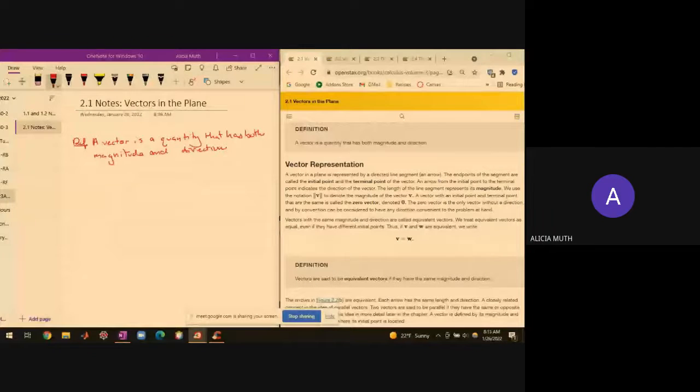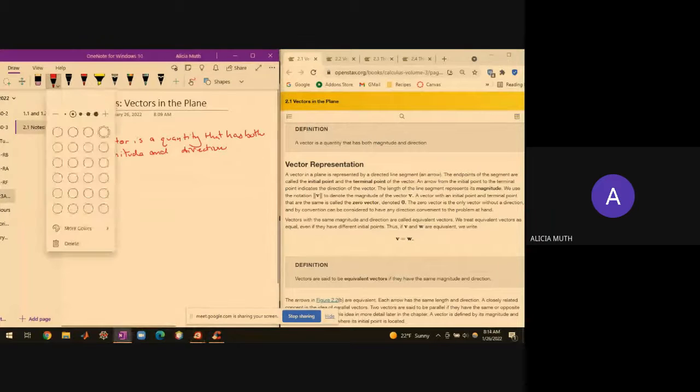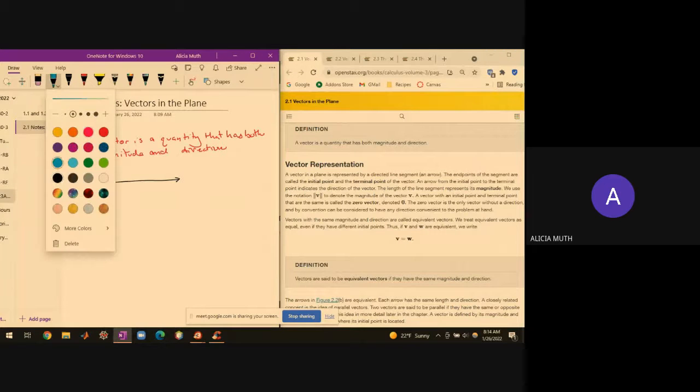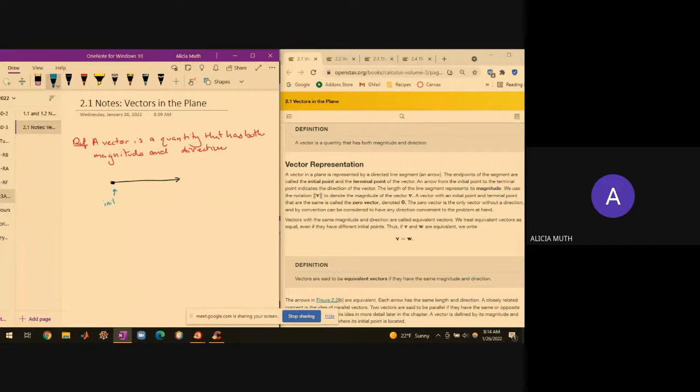Vector representation. A vector in a plane is represented by a directed line segment, an arrow. The endpoints of the segment are called the initial point and the terminal point of the vector. So here we have our initial point and our terminal point. This has magnitude, a particular length, and a direction based on how that line is sloped. An arrow from the initial point to the terminal point indicates the direction of the vector, and the length of the line segment represents the magnitude.